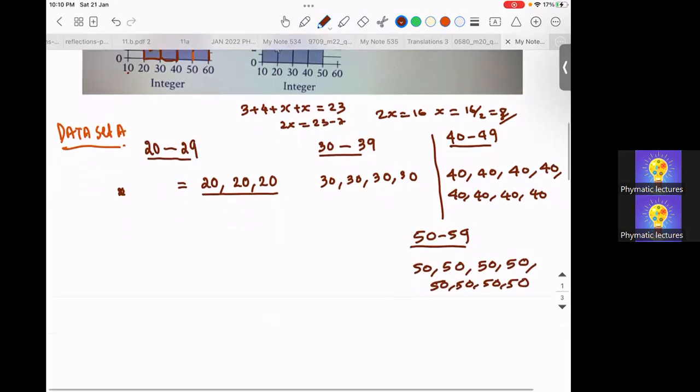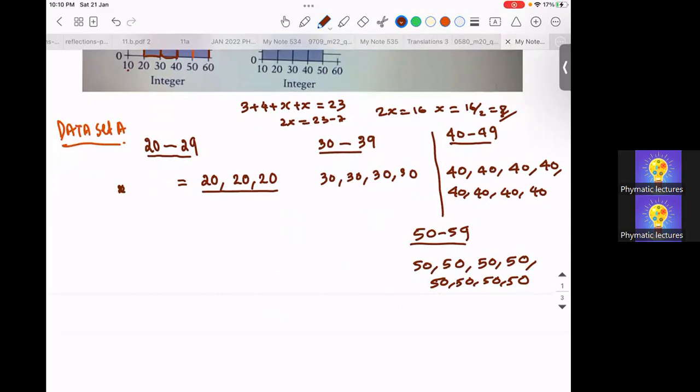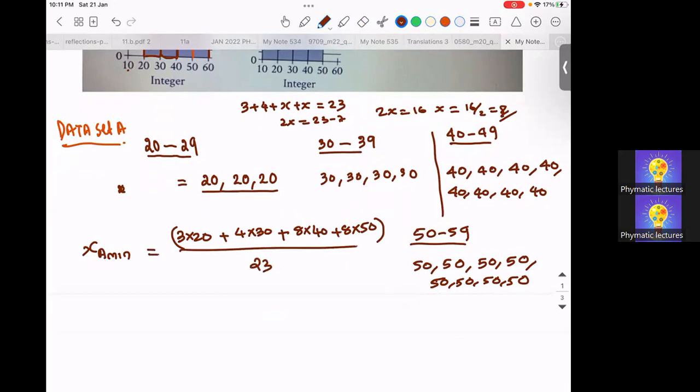Clear? So how will you calculate the mean of this observation? Now you can easily calculate the mean. What is the minimum mean of data set A? How many 20s are present? 3. So 3 times 20 plus 4 times 30 plus 8 times 40 plus 8 times 50, whole divided by 23. You will get some value. Do it yourself and calculate the mean.